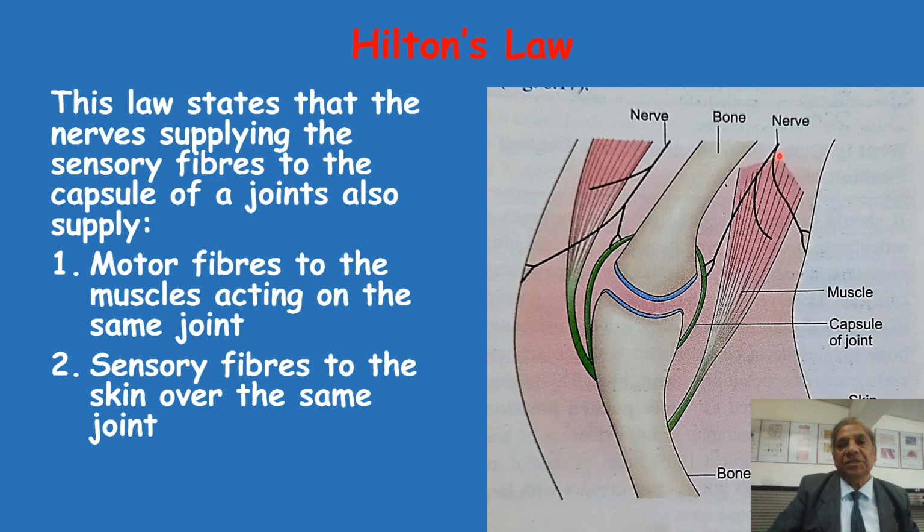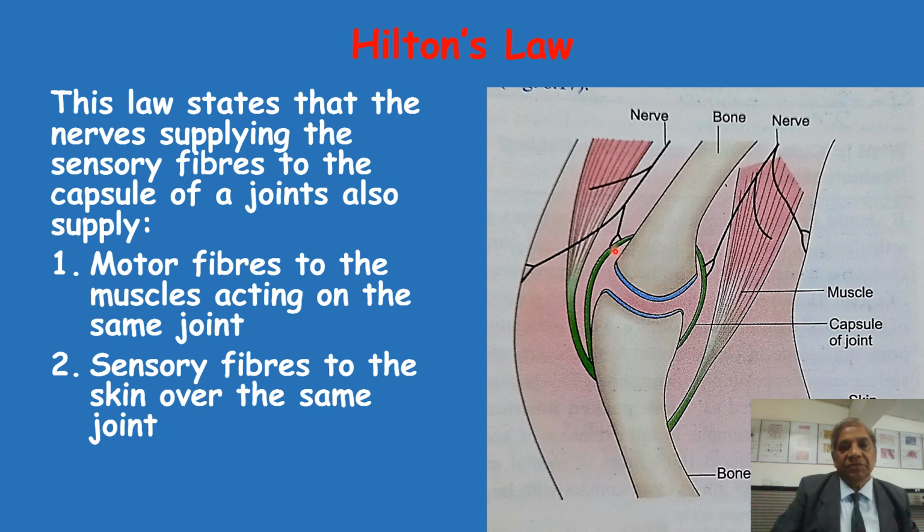Just trace the nerve. The same nerve is also giving a branch to the skin which is covering or overlying the joint, and the same nerve is also sending motor fibers to the muscle. So the nerve is a mixed nerve which sends sensory fibers to the skin, sensory fibers to the capsule, ligaments and synovial membrane of the joint, and the same nerve is also sending motor fibers to the muscle. This is the other nerve which also has motor innervation of the muscle.